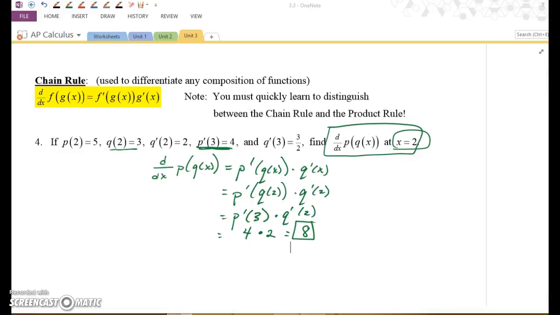And you will see that type of question on the AP test. They do that kind of thing a lot.